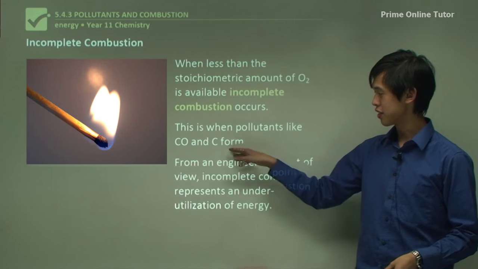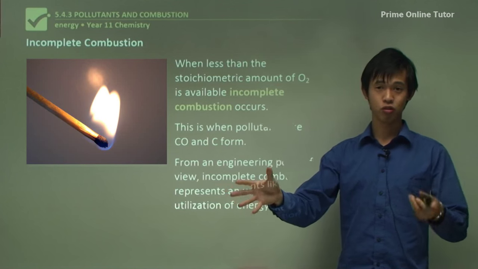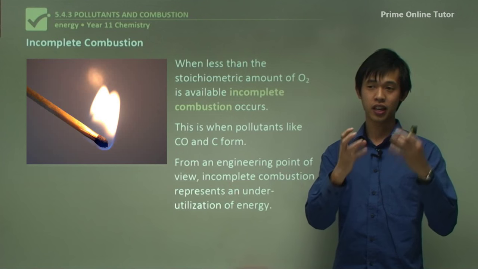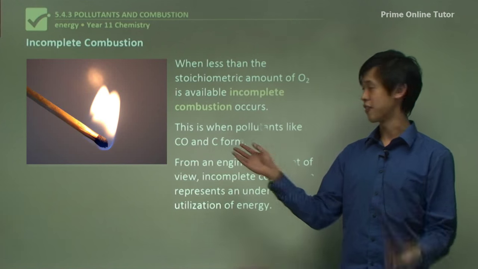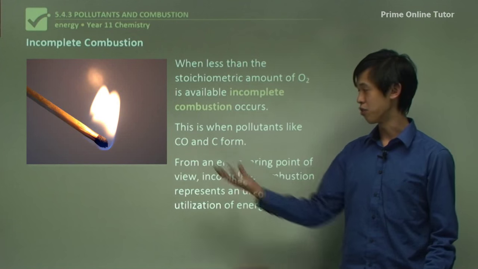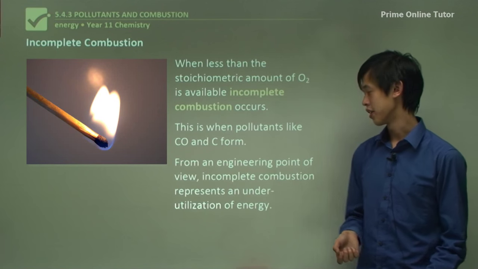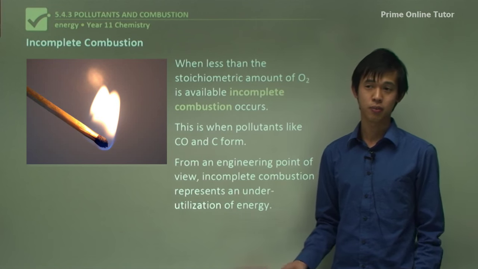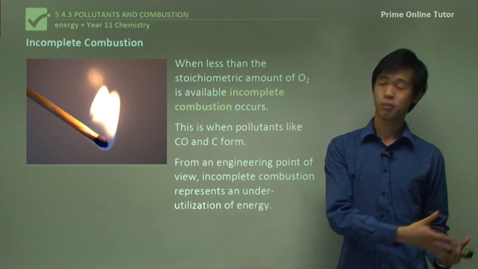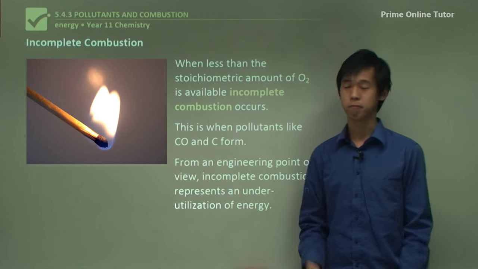So if, for instance, I'm exhausting them, if I've burned something and then I let these things go out in my exhaust, well then I've wasted some of that energy because I couldn't burn these guys. So that's what I mean by an underutilization of energy. We've just wasted some of the chemical energy in our fuel because we didn't burn it all properly.